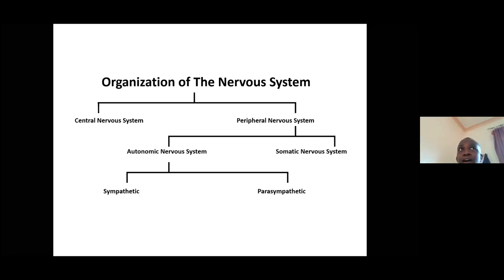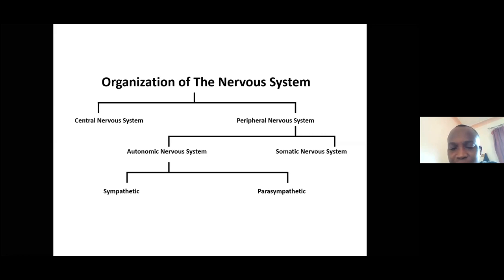Then when you consider the CVS, for example, the heart rate, what will happen to the heart rate when you're in flight mode? You expect the heart rate to increase, to be higher. And then when you're resting, you expect that the heart rate will decrease. That is in the parasympathetic. So it is easier to think about it.